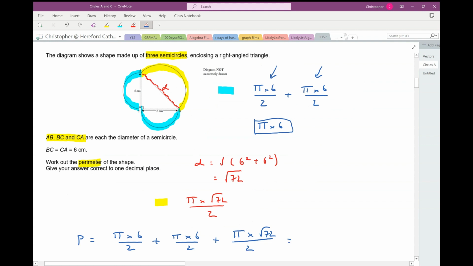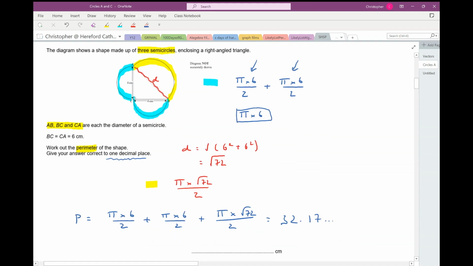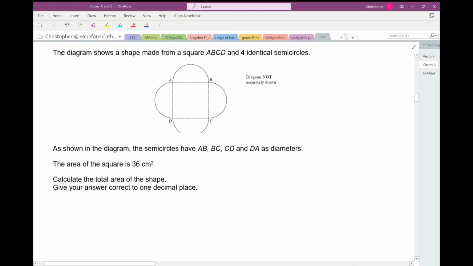And if you put that in your calculator carefully, you get the answer 32.17, and so on. And we're asked to give the answer correct to 1 decimal place. So my answer is going to be 32.2 centimetres. Question 3.